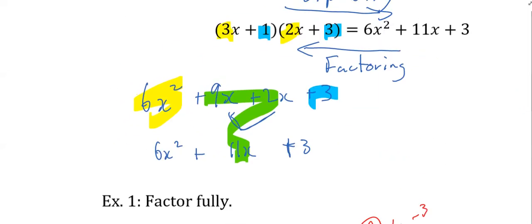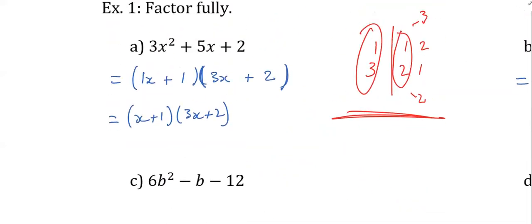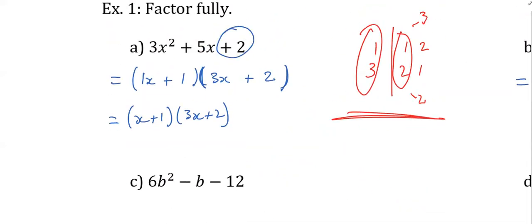Remember when I said it's important to think about where it comes from, and how these two numbers that I've got highlighted in blue multiply to that third number, that constant. So if my constant is positive, I know the numbers have to have the same sign. Because a positive times a positive is positive, or a negative times a negative is also positive. And because this number is positive, they're both positive. Does that make sense?